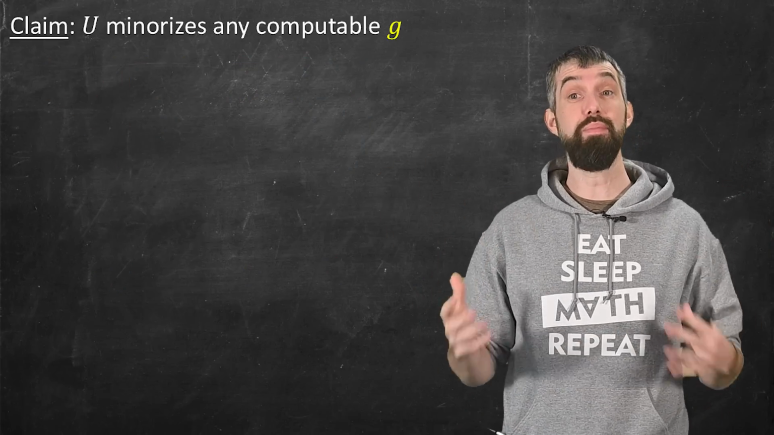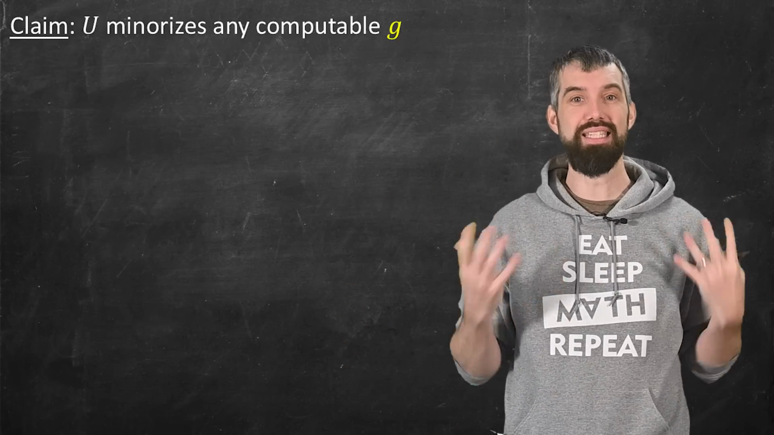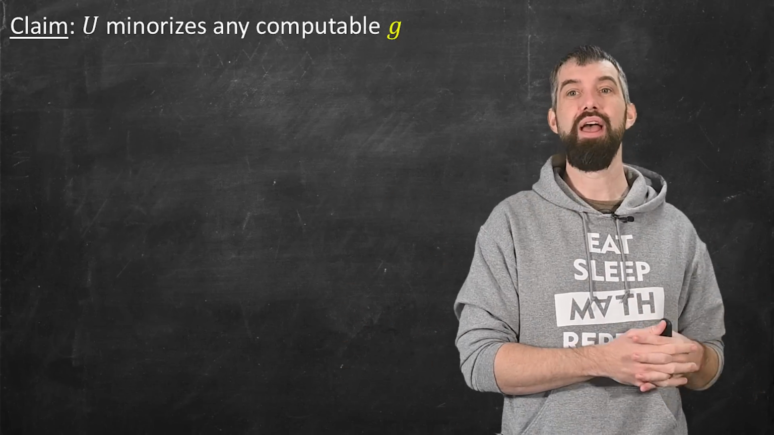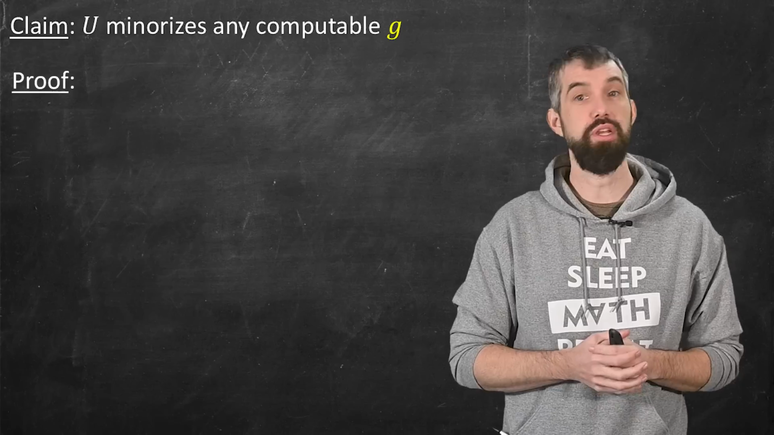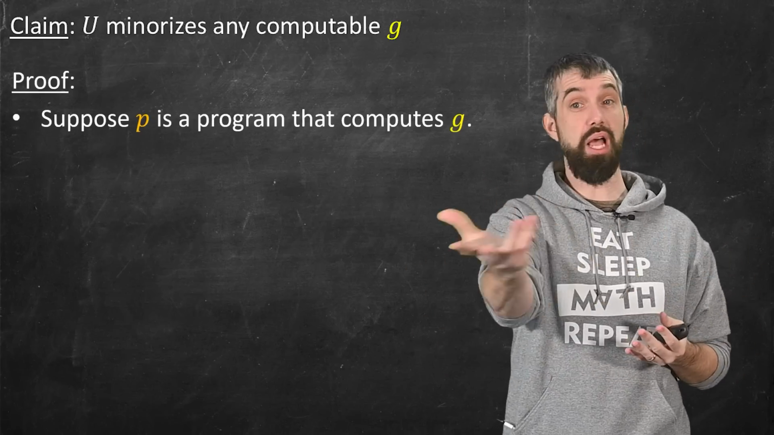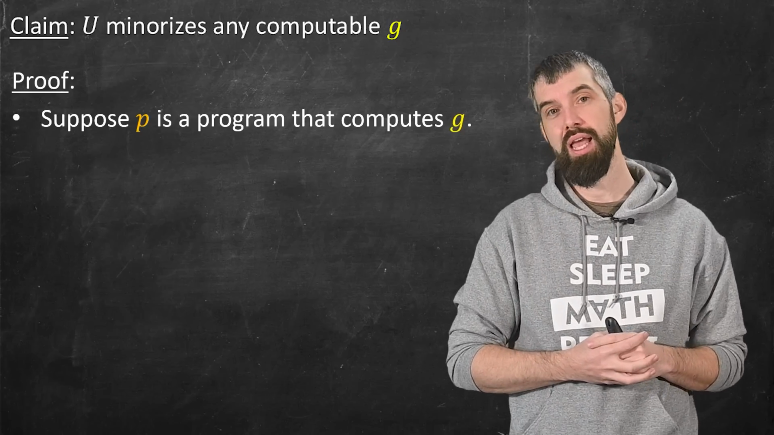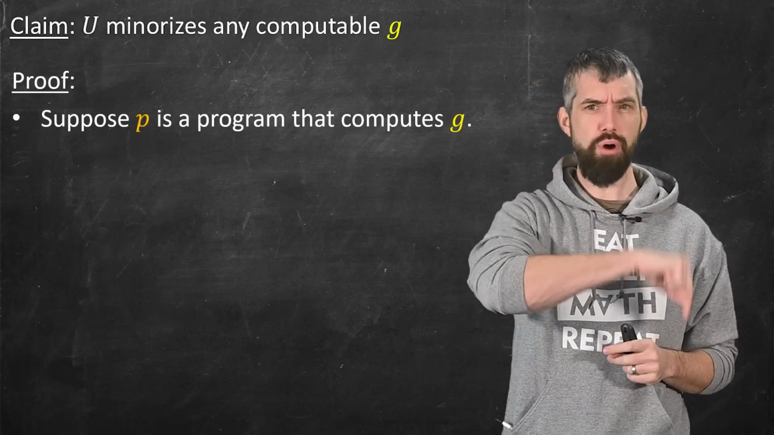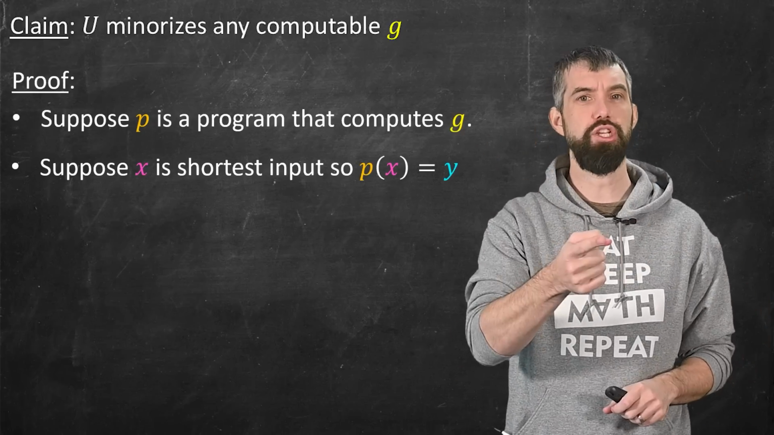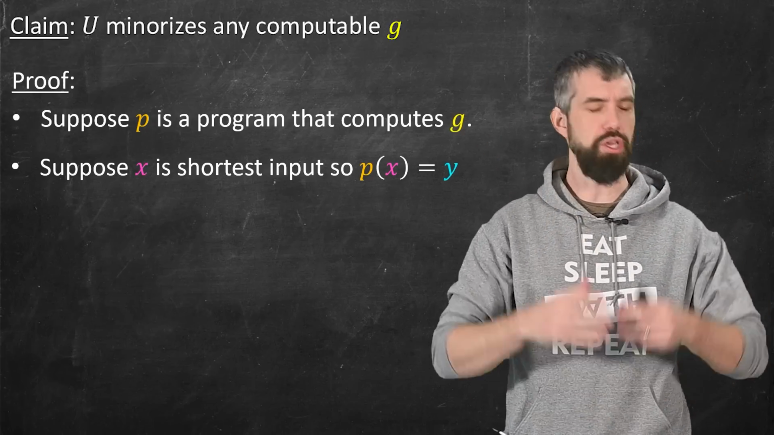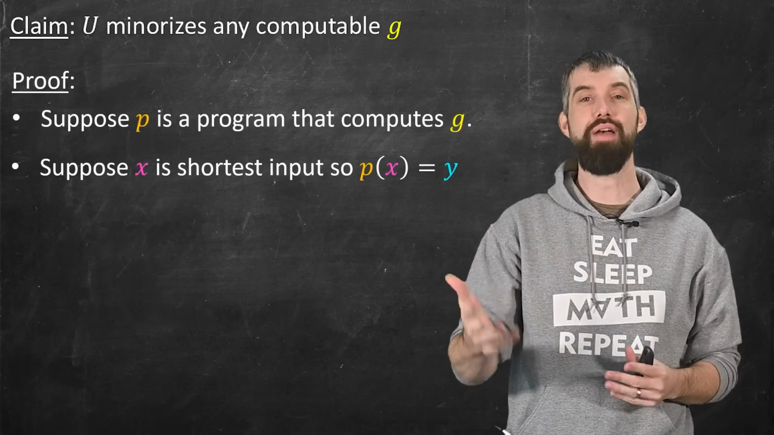Remember, we were trying to make the claim that the Kolmogorov complexity was the best of all of them, in the sense that this U that we have was going to minorize any other function that you might give me. So here's a proof sketch. Imagine you've given me some function g that you think is better than mine. Okay, we'll see whether it is. And imagine that you have a program that actually computes it. You've got one of your computable g's. Then let's imagine you compute your complexity. You find the x that is the shortest input so that p of x is equal to y.